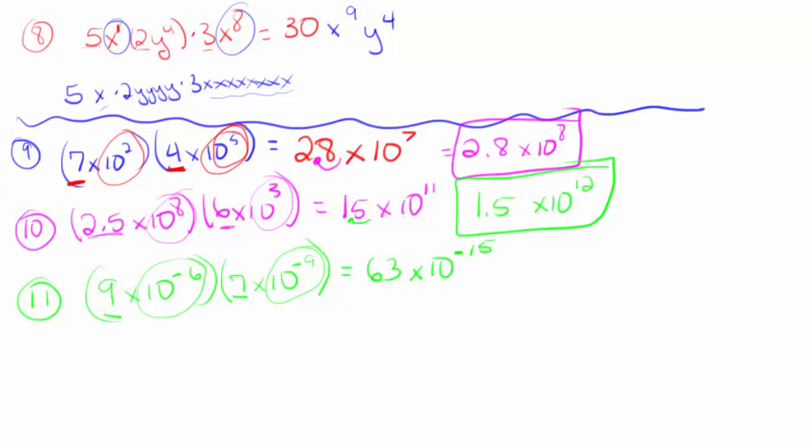And then again, we have to move the decimal to the left, so we're going to add 1. This becomes 6.3 times 10 to the negative 14. So when you add 1 to a negative, it does that. Okay, that's it.